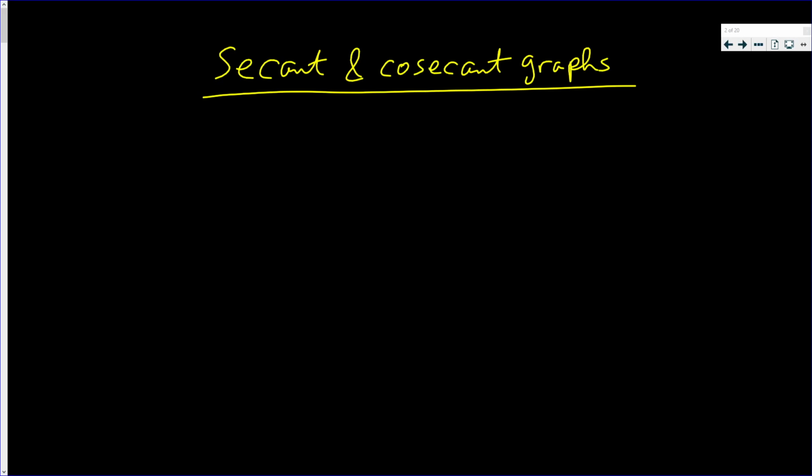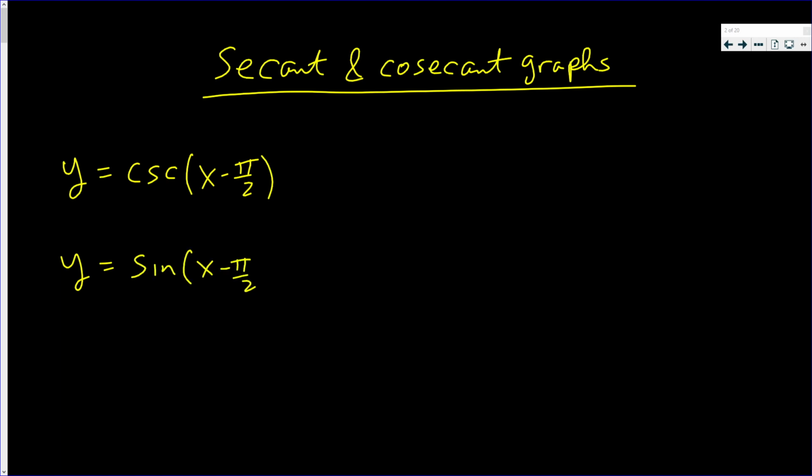Secant and cosecant graphs. Suppose you were asked to graph y is equal to cosecant of x minus pi over 2. First, you should graph the reciprocal. The reciprocal of cosecant is sine. We're going to graph a positive sine graph first. Since this is not the graph that we really want, I'm just going to dash it.